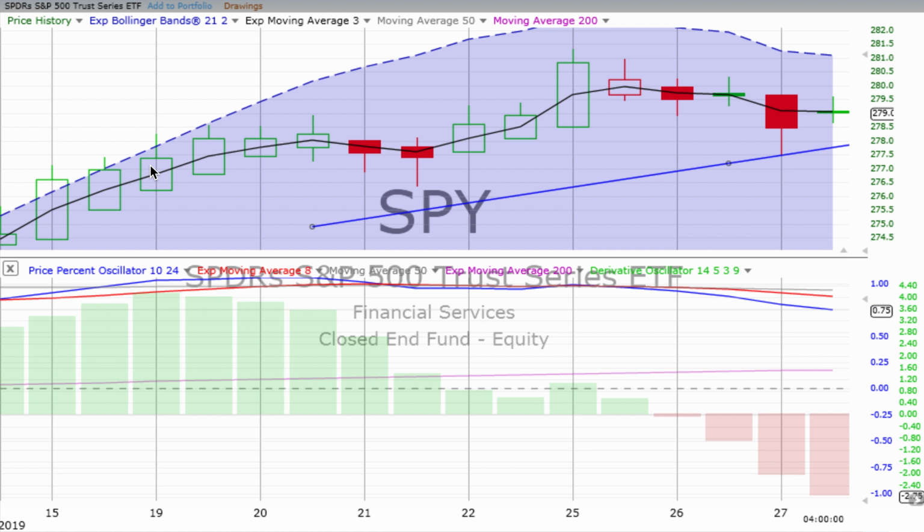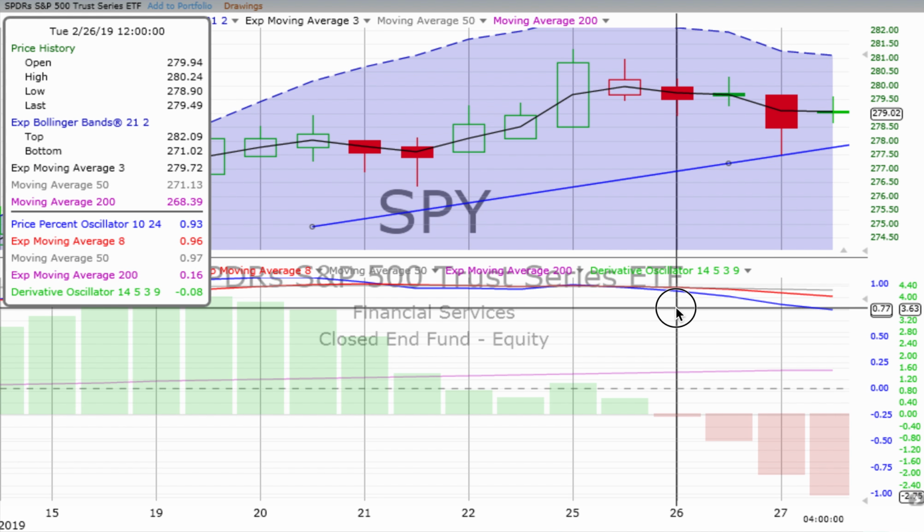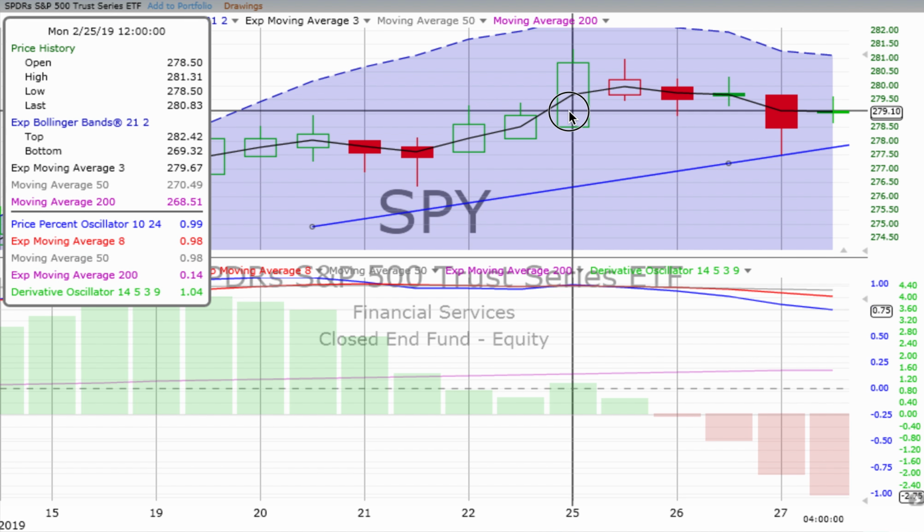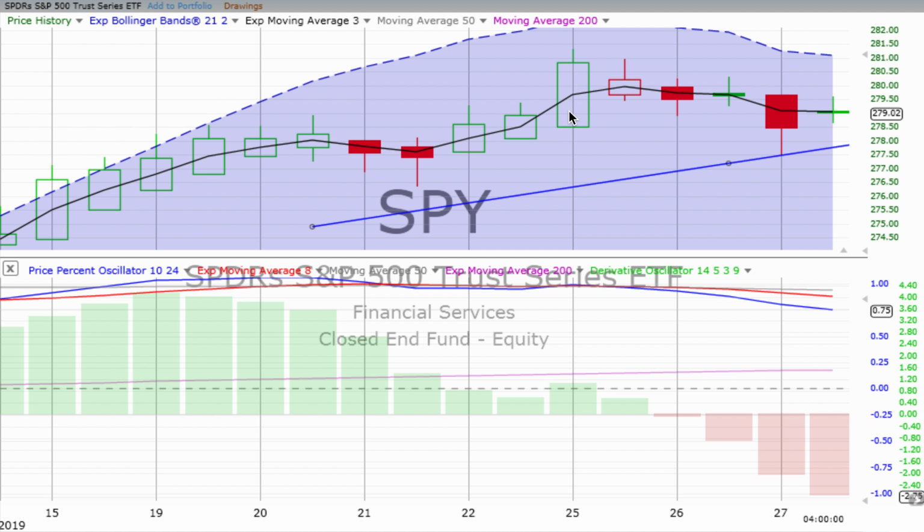We then also look at that 4-hour chart and we see down strong in the morning with a bit of a recovery in the afternoon. 4-hour chart crossed over going down back in the morning on Tuesday the 26th after peaking out on Monday in the morning, the 25th. Derivative oscillator gaining lots of downward momentum. Price percent oscillator heading down. So again, price movement on that 4-hour chart is above the 2-day.